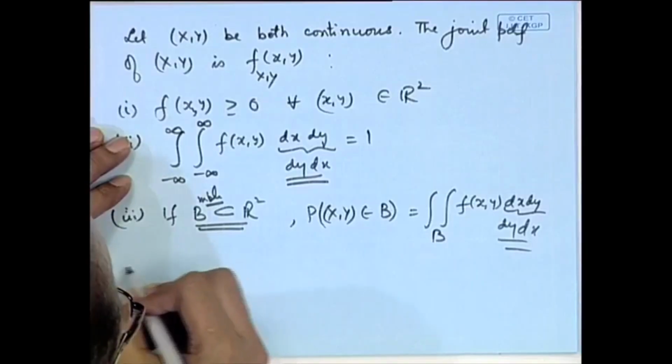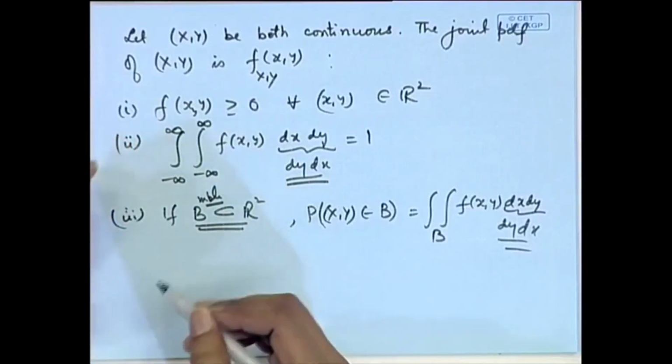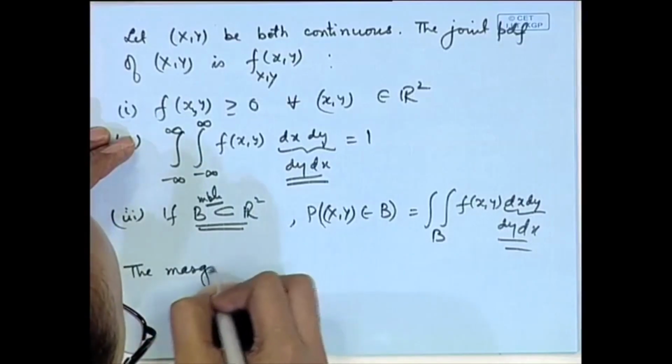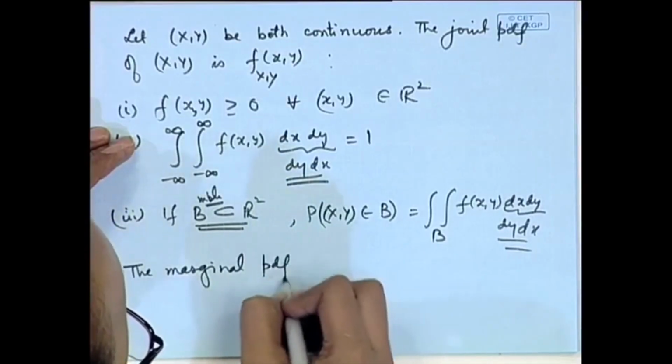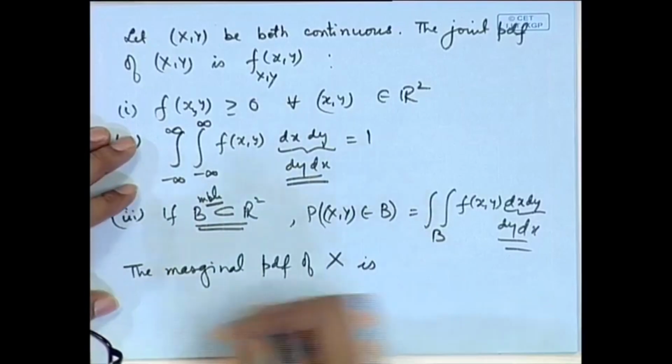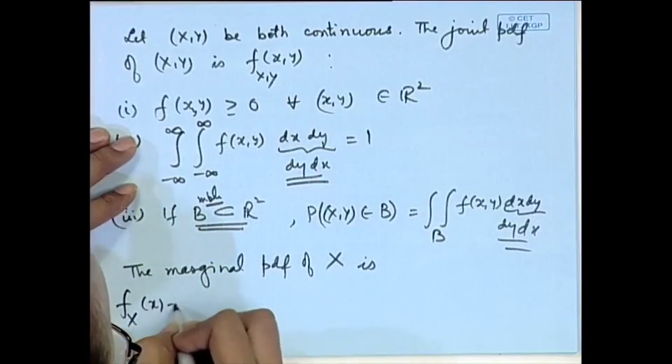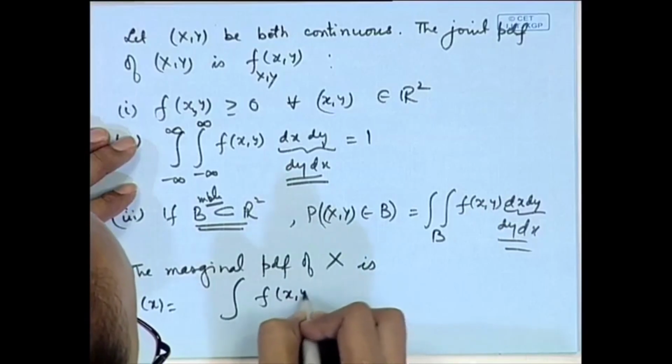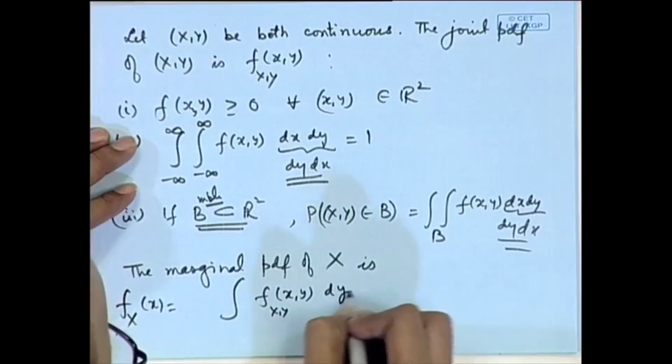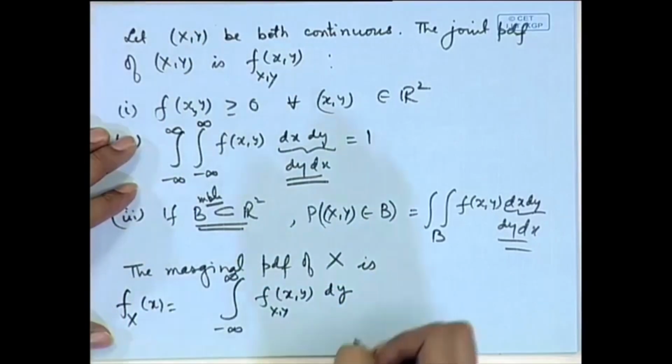So, like in the case of the discrete random variable, one may talk about the marginal distributions of x and y. In the case of discrete, we summed over the other variable to get the marginal distribution of one variable. In the case of continuous random variable, we will have to integrate. So, the marginal distribution or marginal PDF of x, we will denote it by say f_X(x), is equal to the integral of f(x,y) with respect to y over the appropriate range.